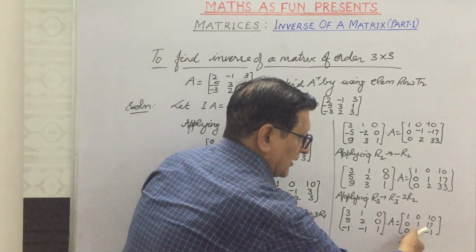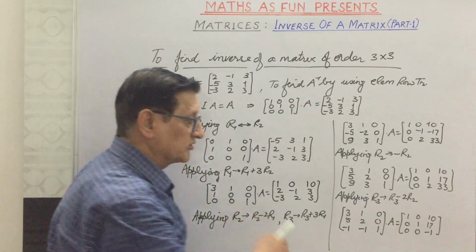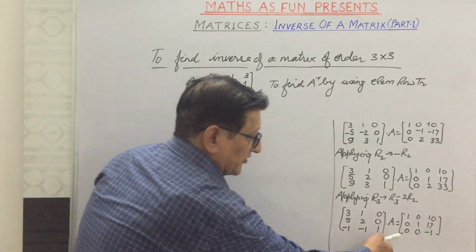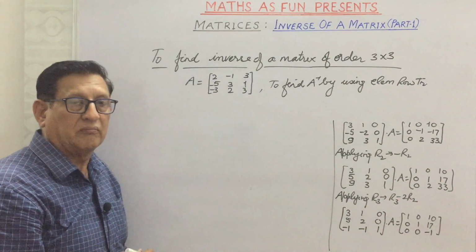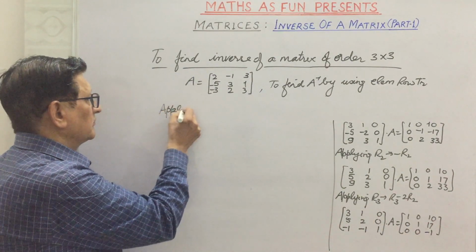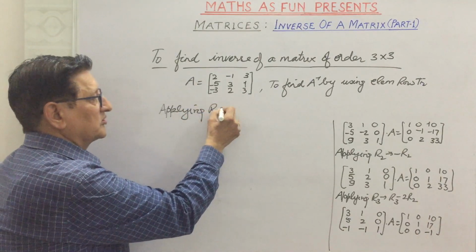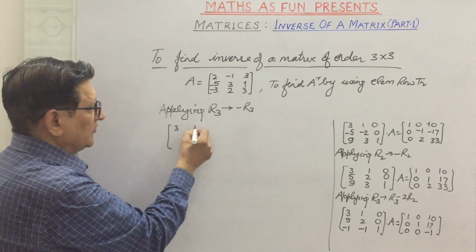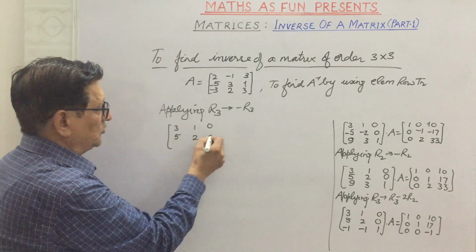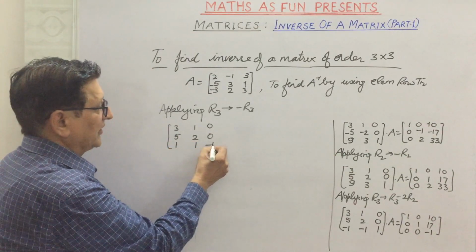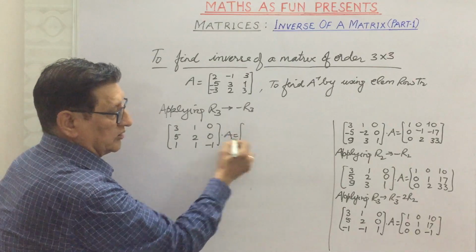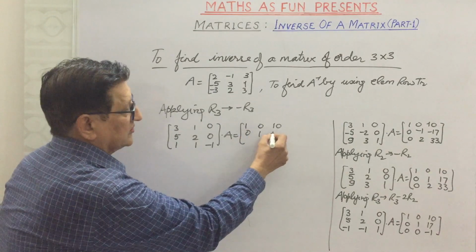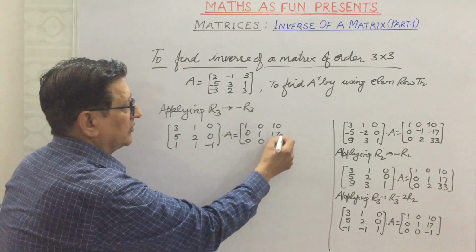Now we have to make this element as 1. And for that what we will do? We will multiply third row by minus 1. So what we are doing? We are multiplying row 3 with minus 1. Applying the transformation in row 3, that is minus row 3. And here we are getting 3, 1, 0, 5, 2, 0, 1, 1, minus 1 into A equal to 1, 0, 10, 0, 1, 17. It is 0, 0, 1.